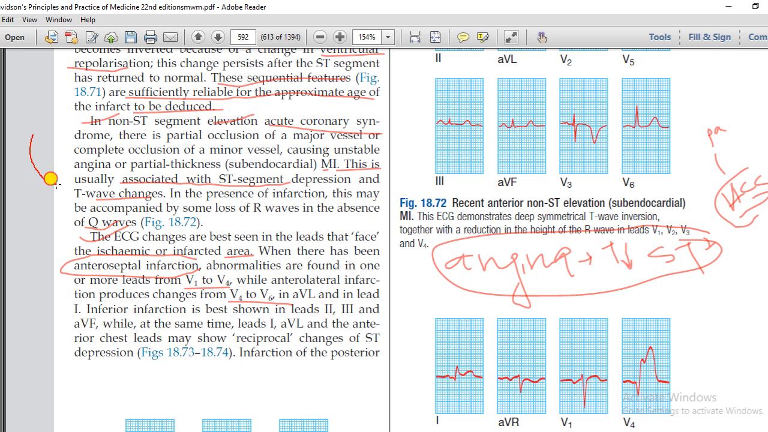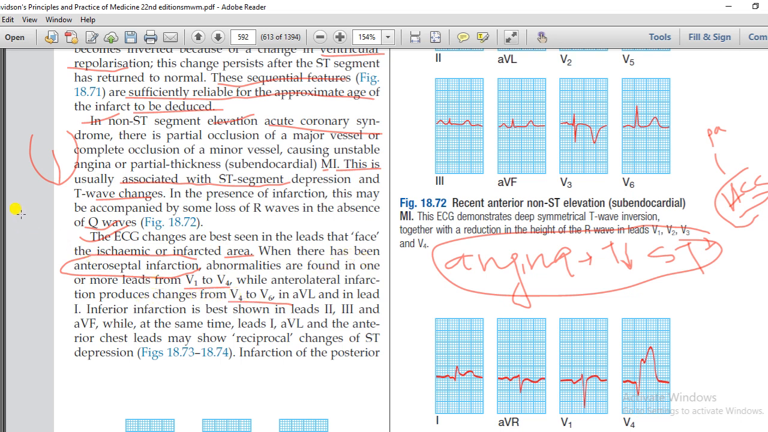So this is the heart, and the septum is the space in between. The septal lesion could be in the anterior part or the posterior part. If there is infarction in the anterior part of the septal lesion, there is abnormality found in V1 and V2, V1 to V4. It includes V2 and V3 as well. While anterolateral infarction produces changes from V4 to V6.